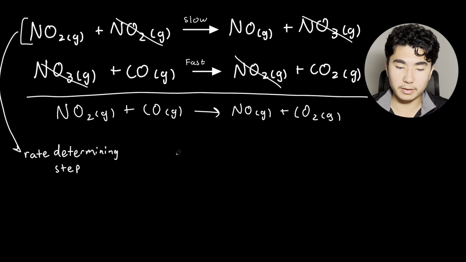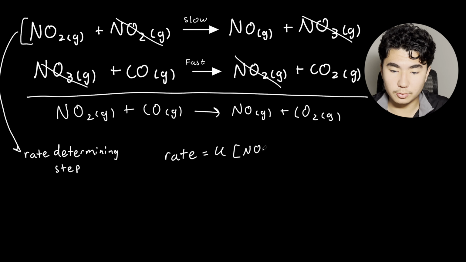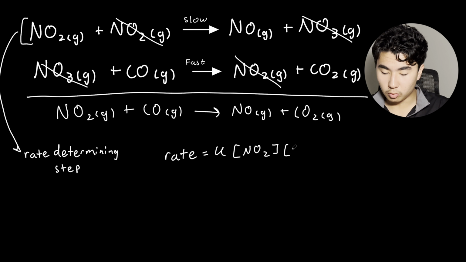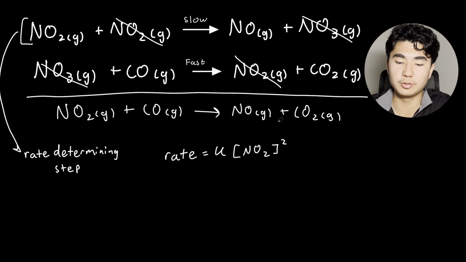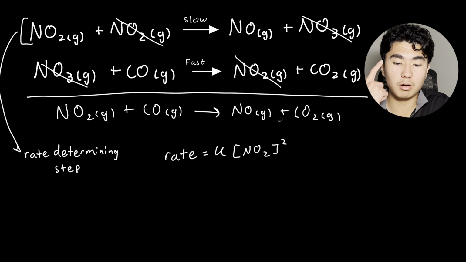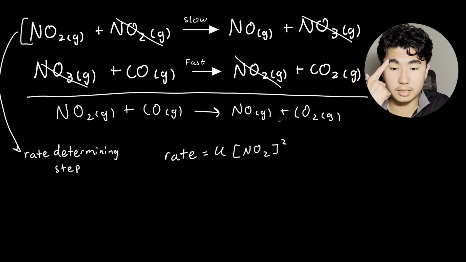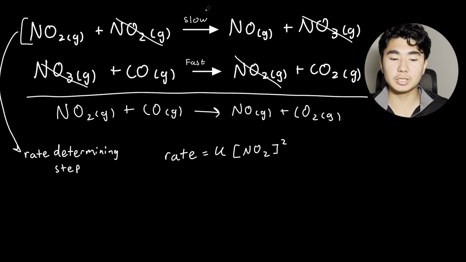And if we remember the rate law, that's rate equals k, and then we only look at the reactant side. So that's [NO2], and then brackets, [NO2] as well. Or what we could do is just [NO2] squared, because we have two of them. So [NO2] times [NO2] would be [NO2] squared. That would be our rate law for this reaction, because it is solely dictated by the slow reaction, because the slow reaction is our rate determining step.